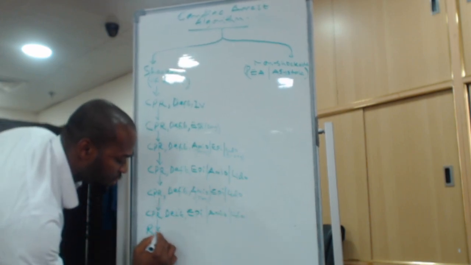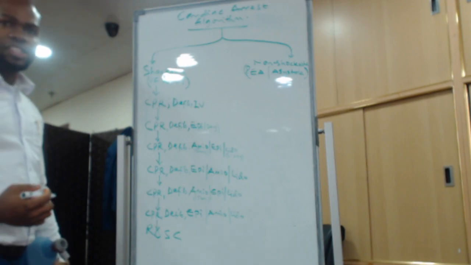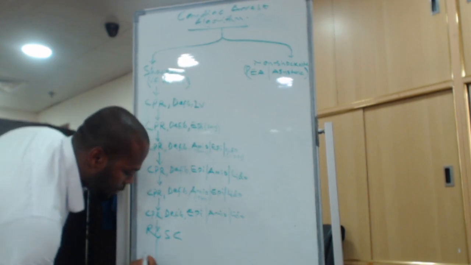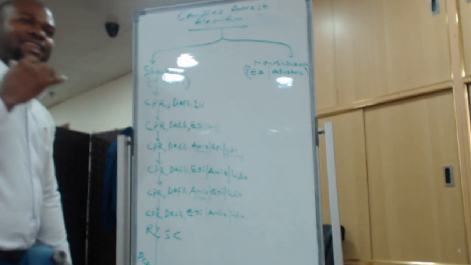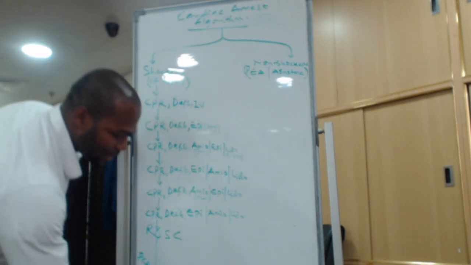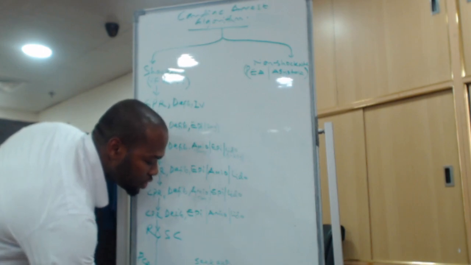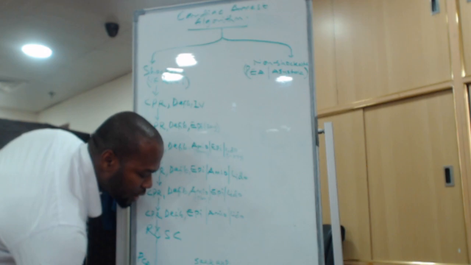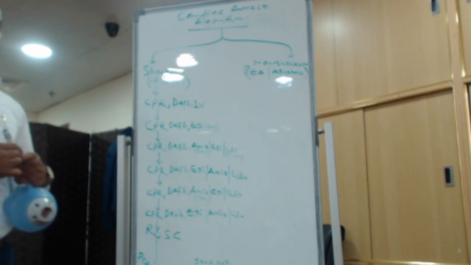ROSC is achieved. What is ROSC? Return of spontaneous circulation. Once ROSC is achieved, it means you now follow what we call the immediate post-cardiac arrest care. I call it PCAC, post-cardiac arrest care. And then you need to seek expert consultation, and then you transfer the patient to the ICU or coronary care unit, as the case may be. Is it clear? Very good.